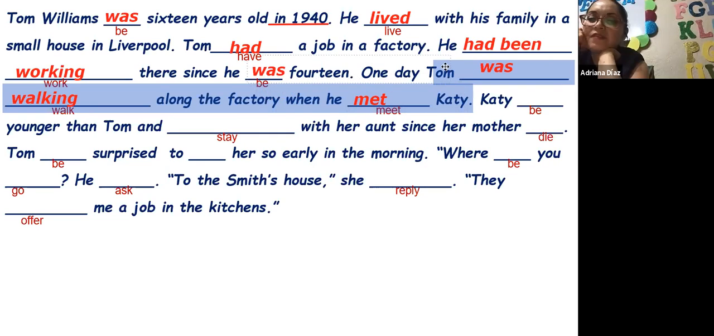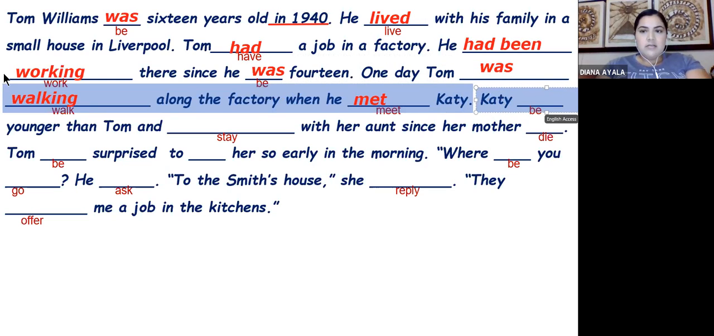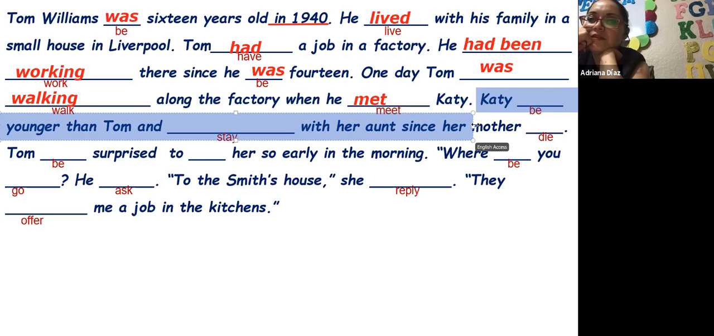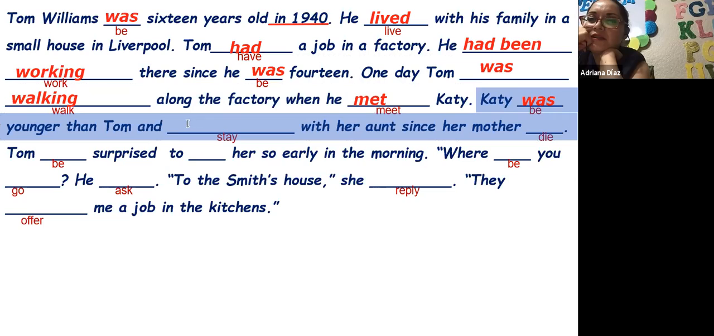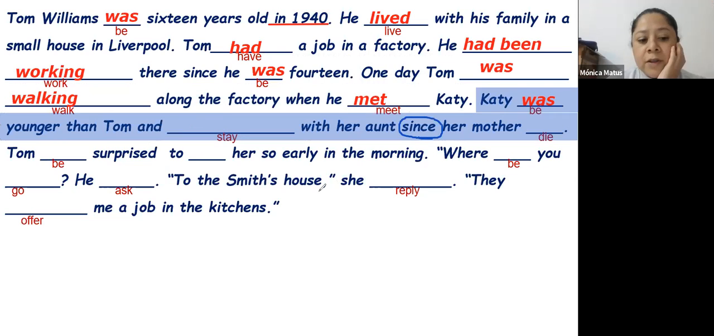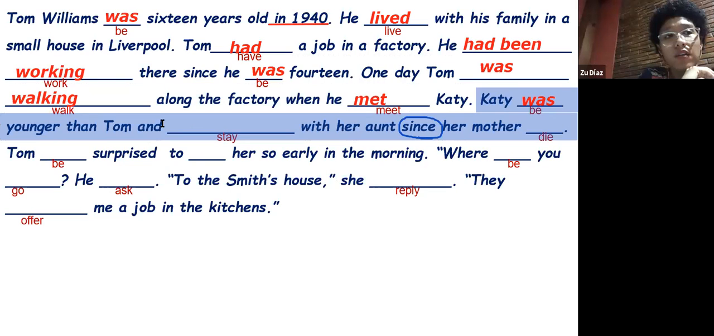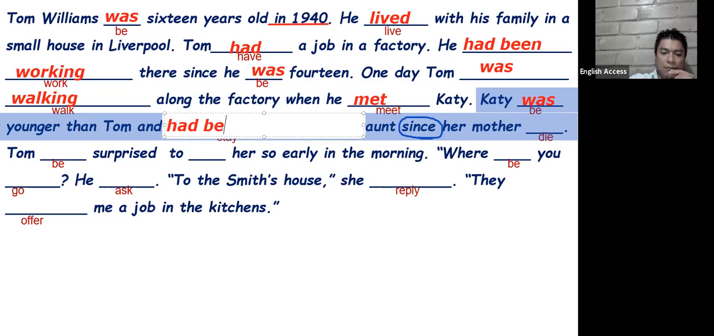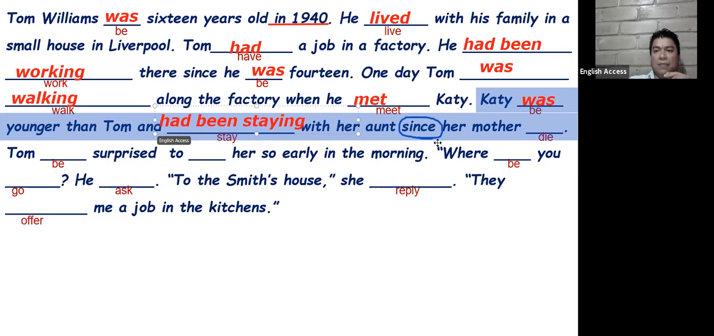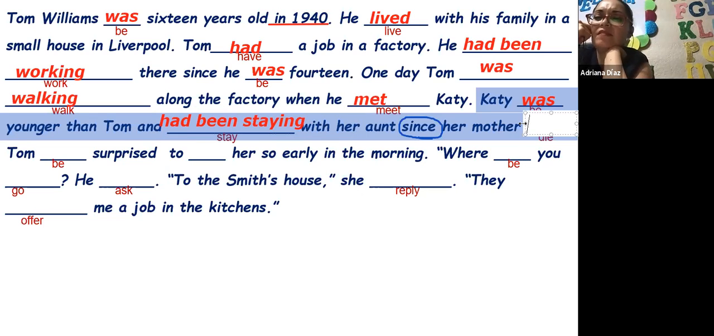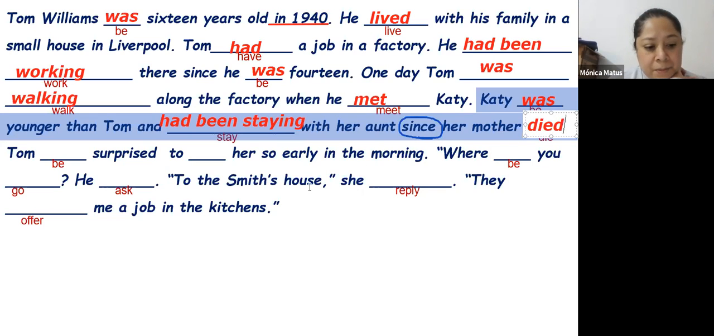Next. Kathy was younger than Tom. Very good. So Kathy was younger than Tom and was staying. No, it's had stayed. Perfect. Had stayed. Okay. Again, this is background. Had been staying. Oh. Since her mother died. Oh, since her mother died. Died. Simple past, yes.